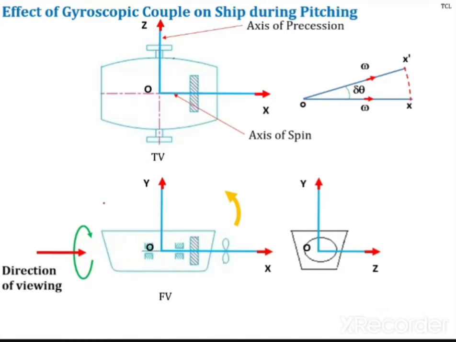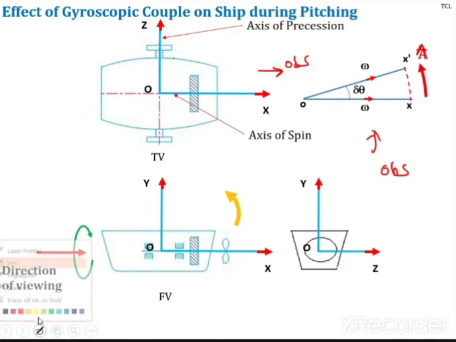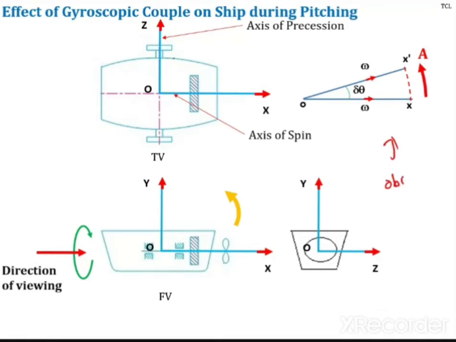Now, if my X point is upward, let us say this was my observer position. Now I am bringing in my observer position. Where is the active gyroscopic couple? Active gyroscopic couple is away from the observer. That is the reactive gyroscopic couple, which is towards the observer. So what will be the effect, clockwise or anti-clockwise? Anti-clockwise.